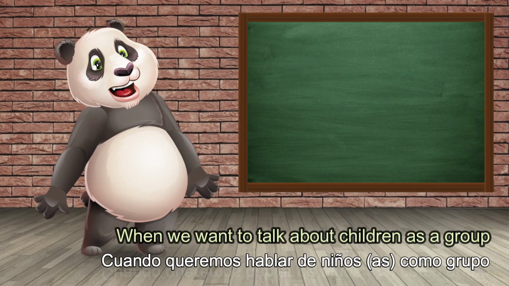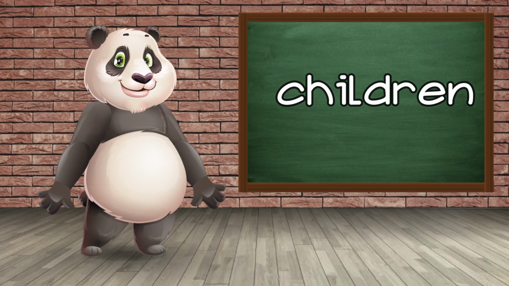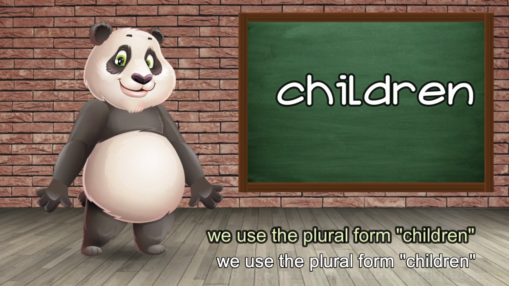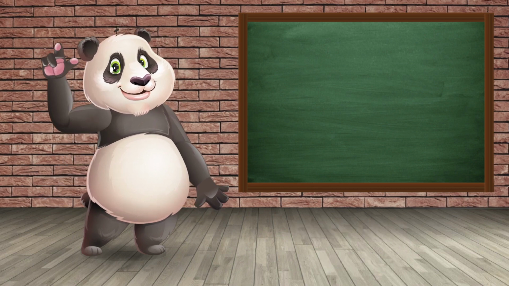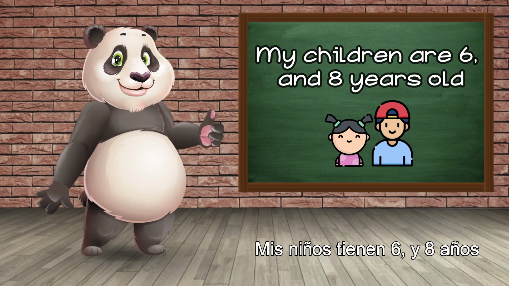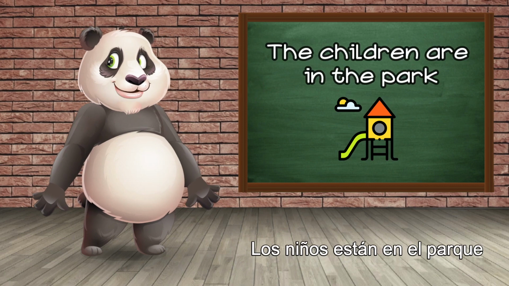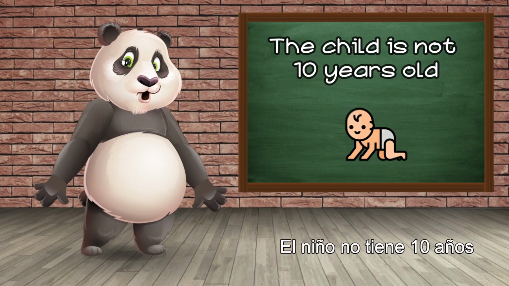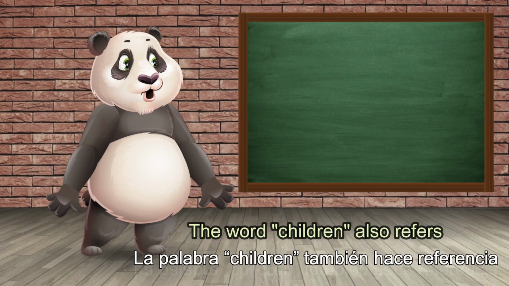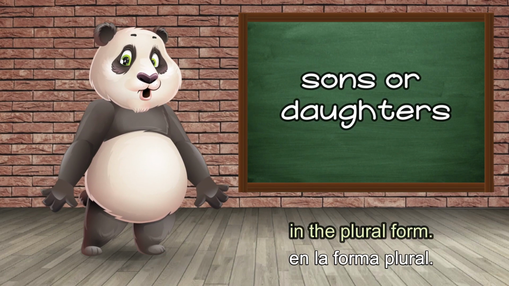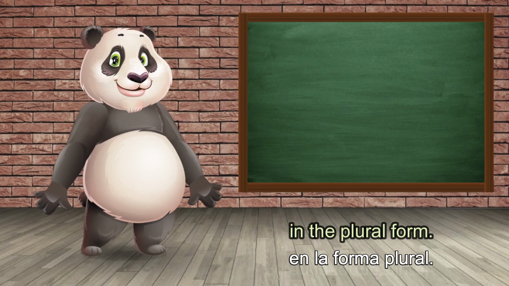When we want to talk about children as a group, we use the plural form "children" or the singular form "child." For example, my children are 6 and 8 years old. The children are in the park. The child is not 10 years old. The word "children" also refers to sons or daughters in the plural form.